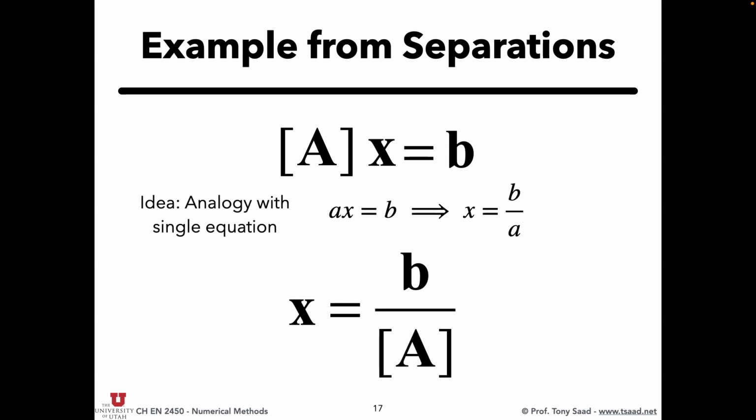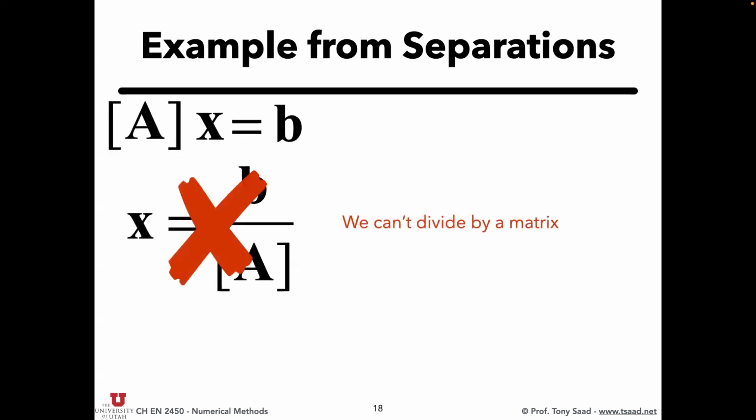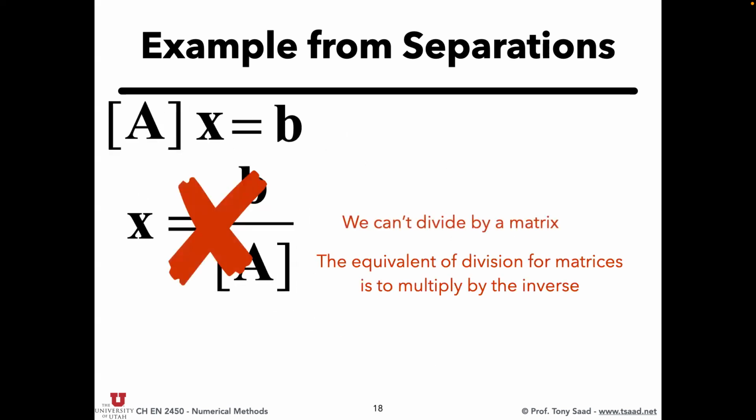We can't divide by a matrix, right? But what can we do with a matrix? Yes, the inverse. The word inverse, when applied to a scalar, is 1 over, right? So the inverse of a matrix is actually the equivalent. It's as if you're dividing by that matrix, whatever that means.